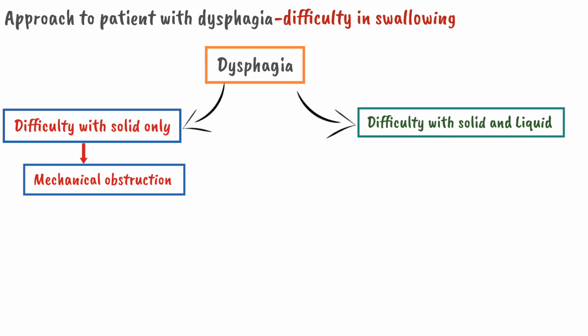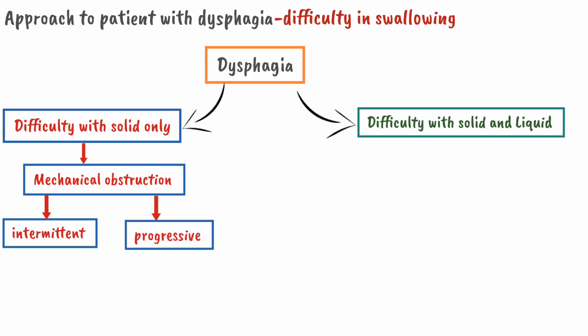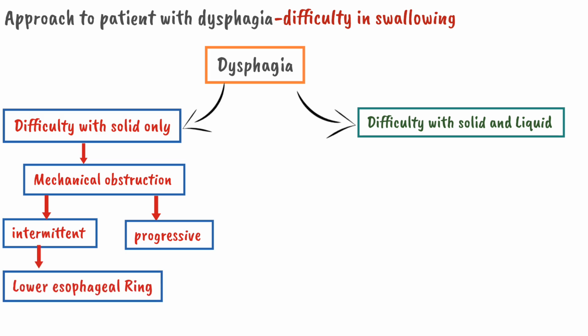As we discussed, whenever there is a difficulty with solid only, the cause is mechanical obstruction. After this, the next step is to evaluate whether this obstruction to solid is intermittent or progressive. Intermittent means that it occurs at regular intervals. Progressive means that it slowly increases with time. If there is an intermittent dysphagia, it means that there is a lower esophageal ring. This lower esophageal ring is also called a Schatzki ring.